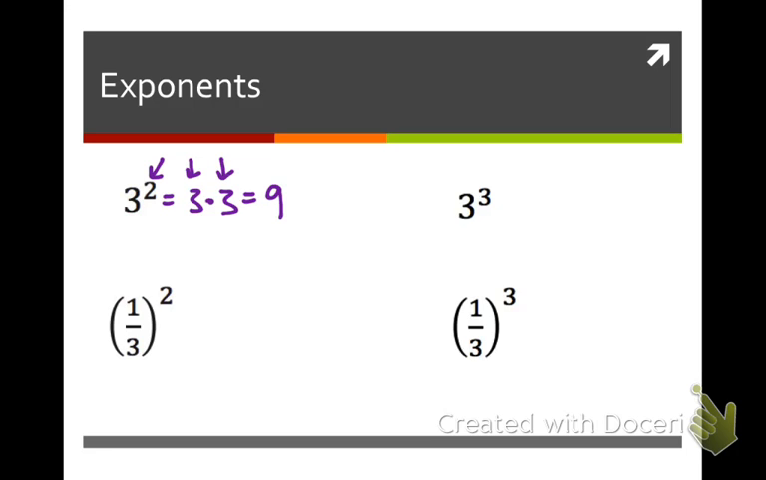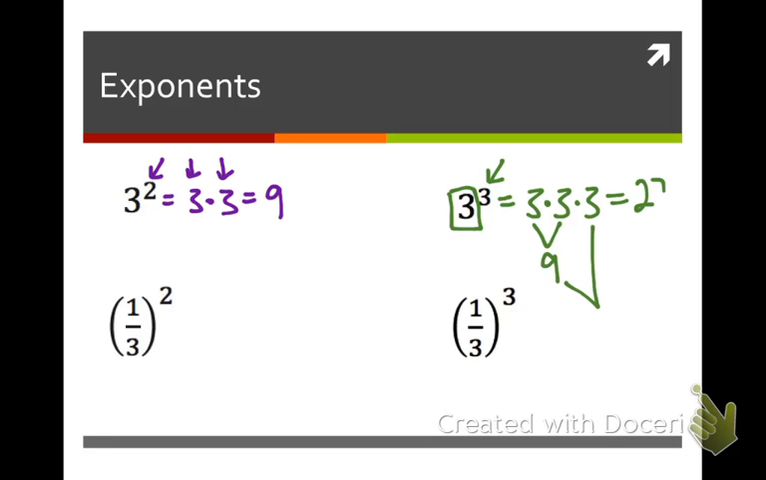Okay, so over here where we have 3 cubed, or 3 to the third power, you see that 3 right there, that means to multiply the base 3 times to itself. 3 times 3 times 3. And we know that 3 times 3 is 9, and 3 times 9 is 27. Okay, so 3 to the power of 3 is equal to 27.